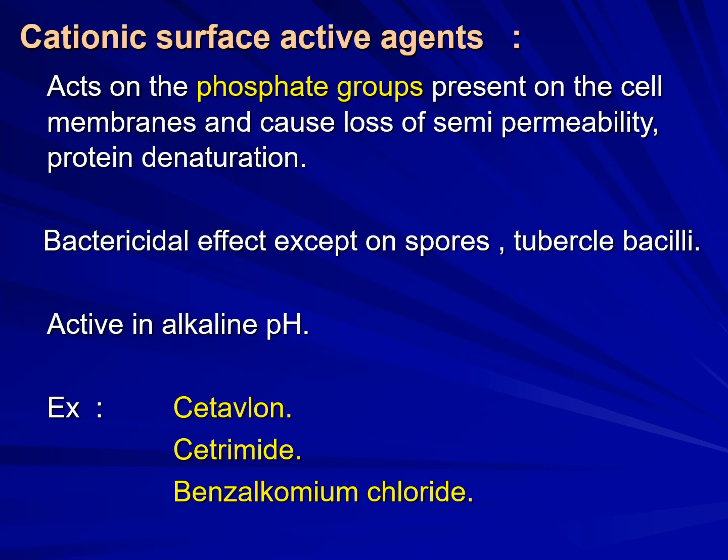So cationic surface active agents, the principle here is it acts on the phosphate groups present on the cell membranes and causes loss of semi-permeability as well as protein denaturation of bacteria. It has a bactericidal effect except on spores and tubercle bacilli, and is active in alkaline pH only. Examples of cationic surface active agents are cetavlon, cetrimide, benzalkonium chloride. This is a bio question.